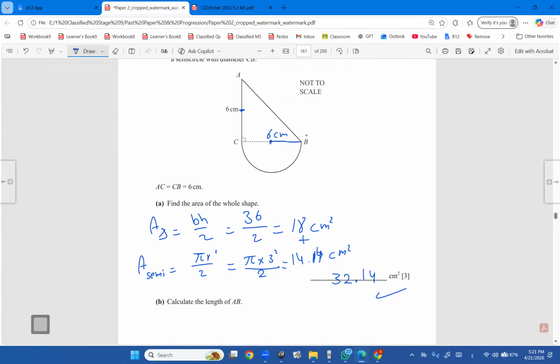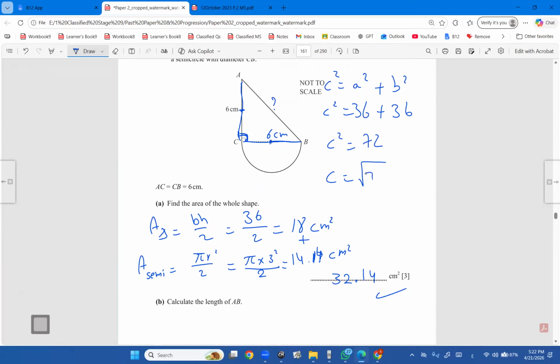All right, so calculate the length of AB. They wanted the length of AB. I know that all of this is 6 centimeters. All of this 6 centimeters. It is a right-angled triangle, so I need to find the hypotenuse. C squared equals A squared plus B squared. So A squared is 36 plus B squared, which is also 36. So C squared equals 72.